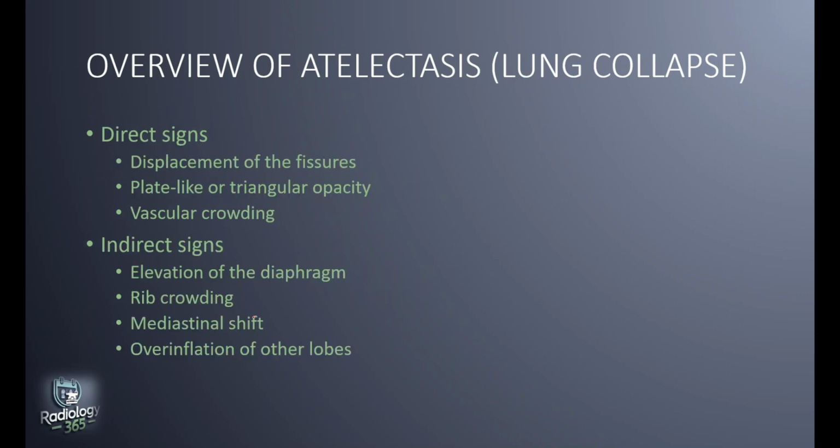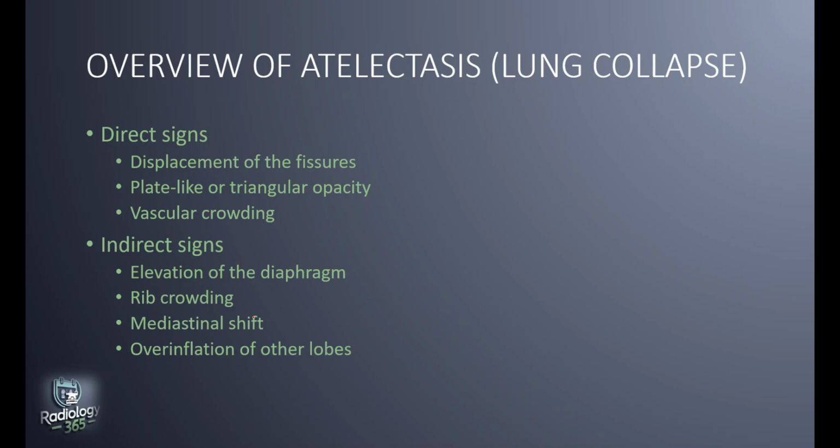So with the signs, what shows us on a radiograph that there is atelectasis? We have direct signs and we have indirect signs. So the direct signs of atelectasis are from lobar volume loss. So when there is obvious loss of the lobe or a segment, these direct signs would show us that the lung is collapsed.